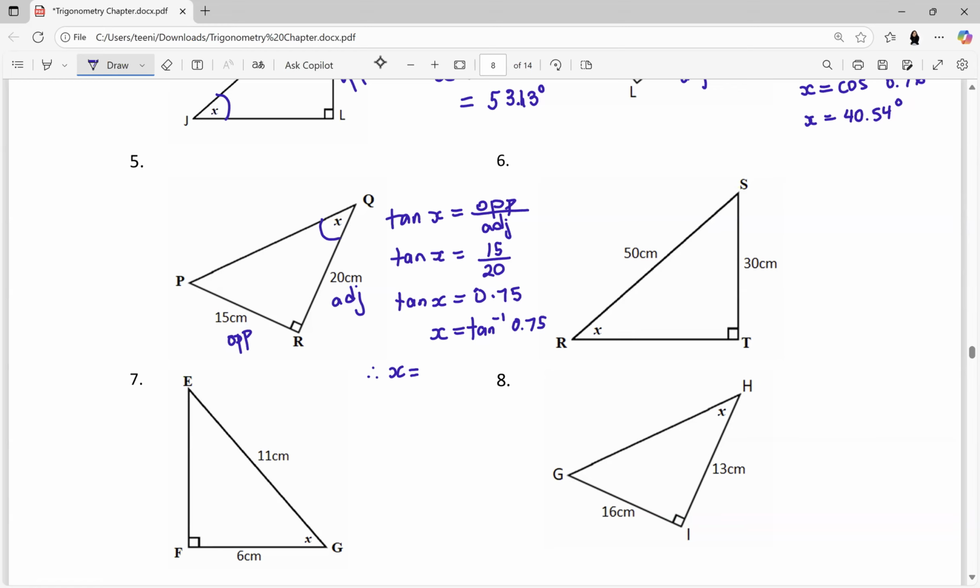Miss, how do I type it in on the calculator again? You could press second function, tan, and then 0.75 and press equal. So 15 over 20. And then after, what do I do? Press tan inverse. So press second function and tan.